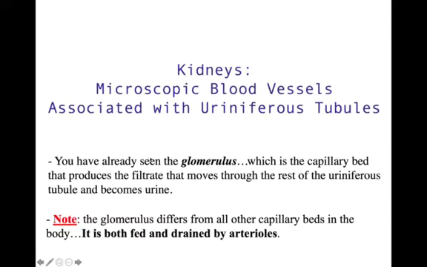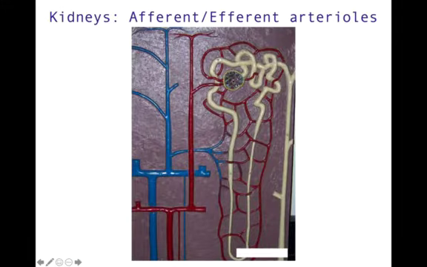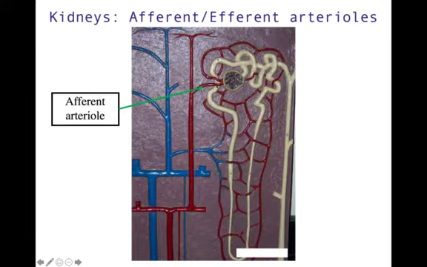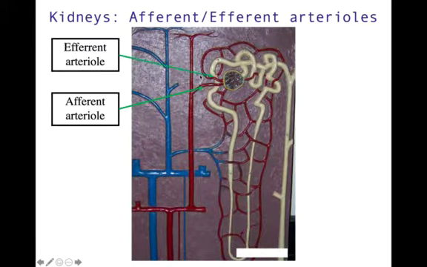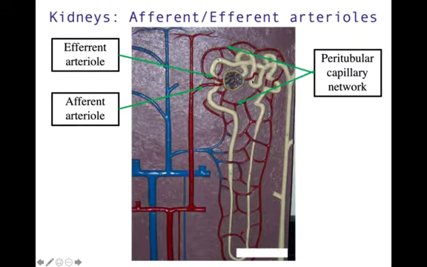All right. So again, the glomerulus is a tuft of fenestrated capillaries. Again, what's different about it is that it's both fed and drained by arterioles. So there's our glomerulus. Feeding it is an afferent arteriole. Again, draining it is an efferent arteriole. Now, what happens to that efferent arteriole is that it now branches and it forms all these capillaries that surround your nephron. And we call that the peritubular capillary network in red, coming off of that efferent arteriole.